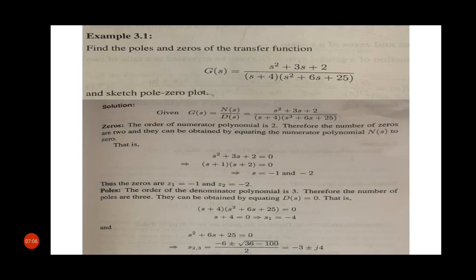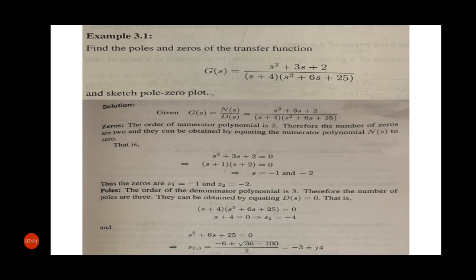So here I have taken one example. The example is: find the poles and zeros of the transfer function G(s) = (s² + 3s + 2) / ((s + 4)(s² + 6s + 25)), and sketch the pole-zero plot. Now we see how we identify poles and zeros in the S-plane.